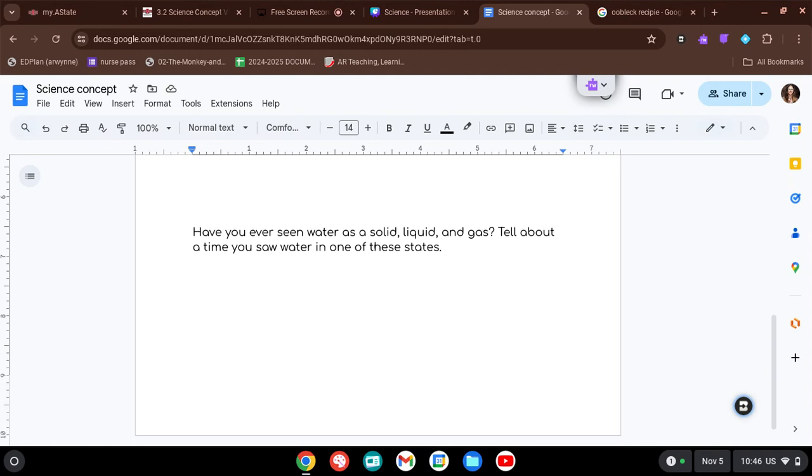And then last, I would say, have you ever seen water as a solid, liquid, and gas? Tell about a time that you saw water in one of these states. So I would have them describe a time that they saw it, maybe how it felt, or what they saw, or what was going on. I would not take a couple word answer. I need a complete sentence at least.